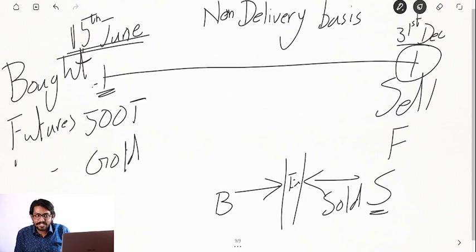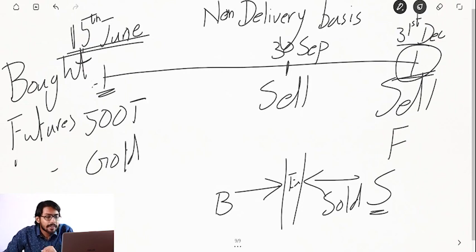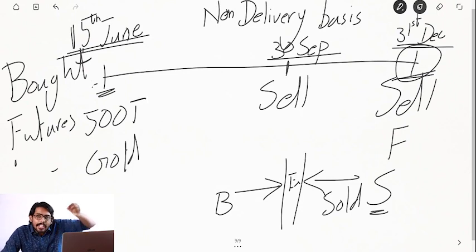Understand the beauty of exchange traded. You need not sell it only on 31st December. On 30th September, you feel I don't want this futures. You can sell it. You can sell the futures on 30th September. Need not wait till 31st December. You can sell it on 30th September and you can get the value on that date.